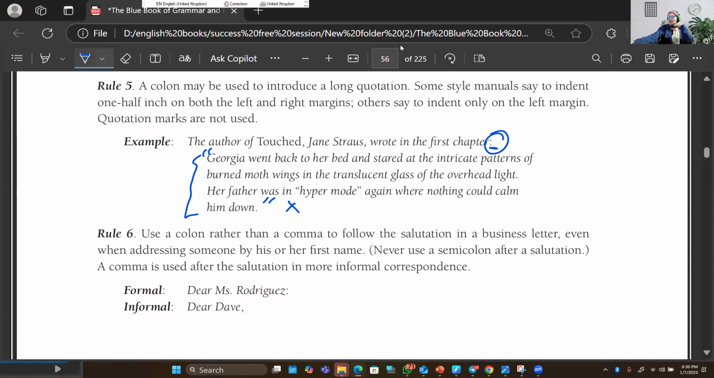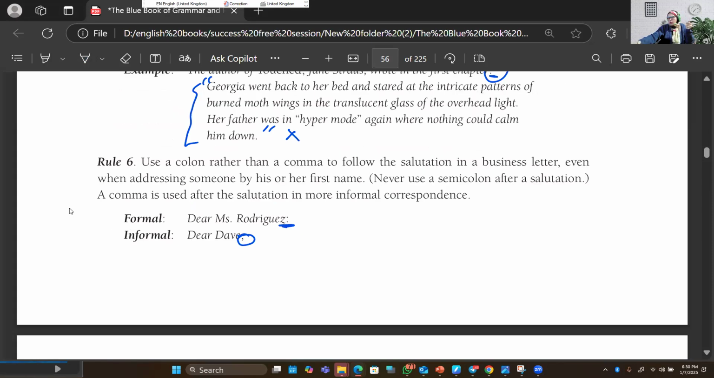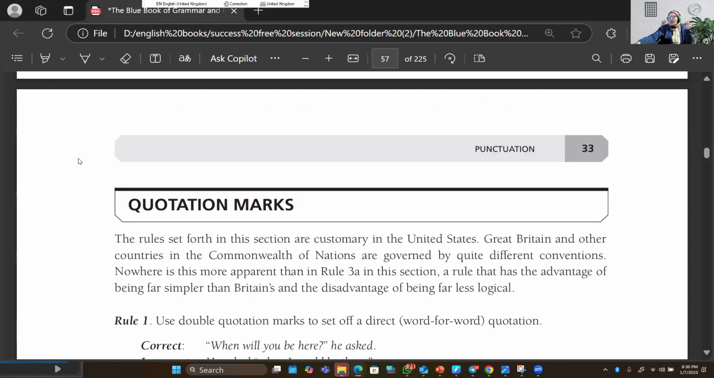And of course, in letters, dear Mrs., dear Mr. But take care. If you are writing formally, you have to follow it with a colon. If you're writing informally, use a comma instead. Okay? Those points are really important for us because sometimes we have to write formal and informal.